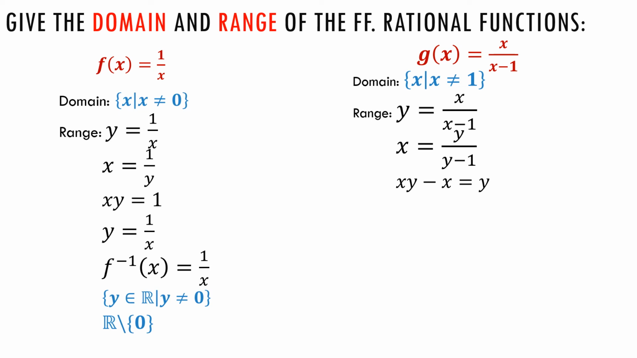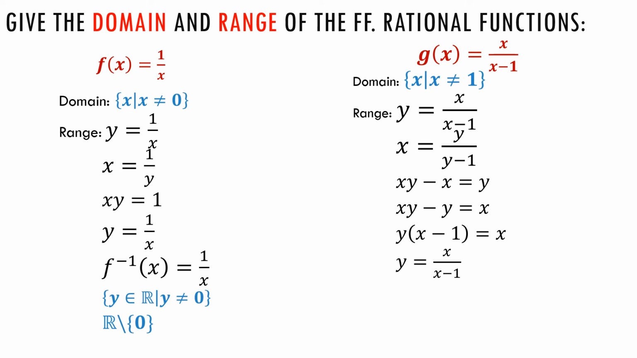Now, para y na lang matira talaga, let's move yung lahat ng may y variable sa isang side dito sa left side, and then yung ibang variable sa other side magiging xy minus y equals x. Let's factor out y sa left side. Okay, we have y times the quantity x minus 1 equals x. So, para y na lang yung matira talaga, let's divide both sides by x minus 1. Magiging y equals x all over x minus 1.